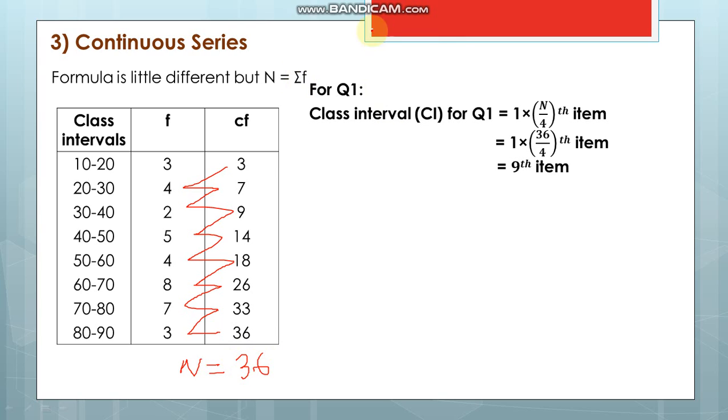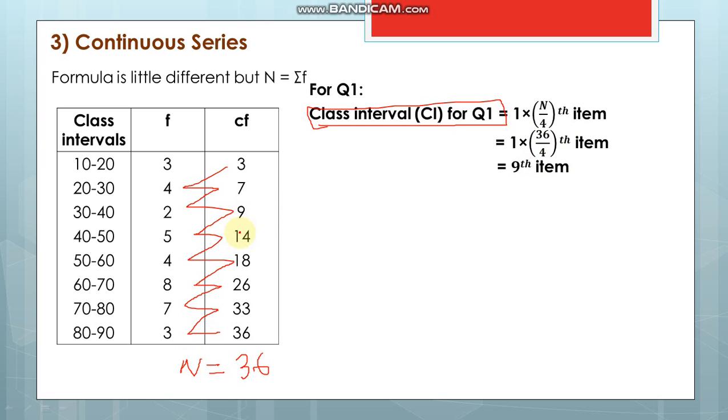First, say for example Q1, quartile 1, I have to find out which particular class interval it belongs to. So the first job is to find out the class interval for Q1. What is that? As it is Q1, it is 1 into N by 4th item. So N is 36 here, 1 into 36 by 4, that is the 9th item.